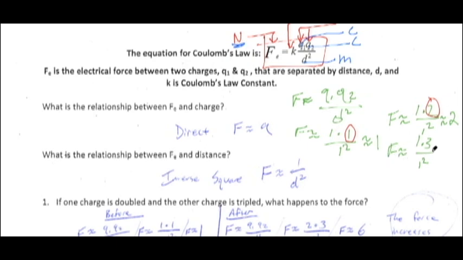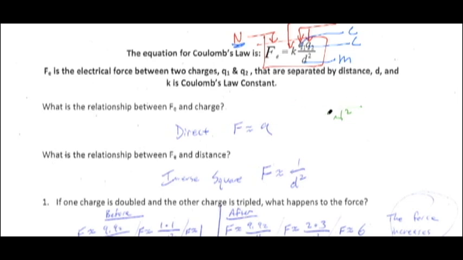And I would do this again. 1 times 3 would be 3 over 1 is 3. So it looks like every single time I increase one of my Q's, I also increase F at the same rate. And that would be considered a direct relationship. All right? Let's go ahead and get rid of that. And take a look at the next relationship here.